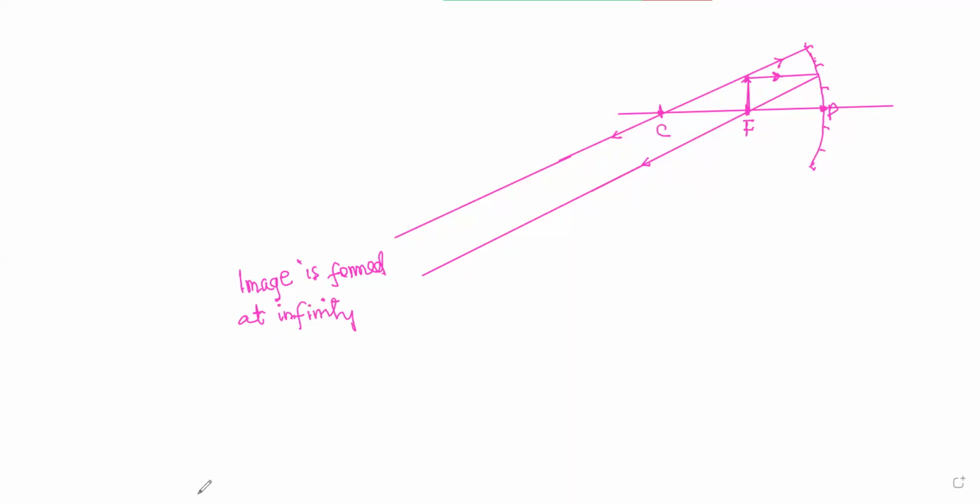So why do we say that image is formed at infinity? Because the reflected rays are traveling in that parallel manner. So if you are asked why the image is formed at infinity, it is just because the reflected rays are moving in that parallel manner. So let's discuss the characteristics of the image that will be formed at infinity, or the nature of the image formed.